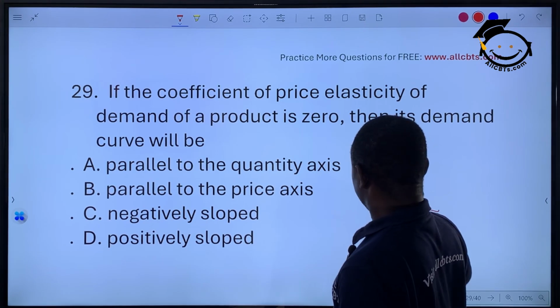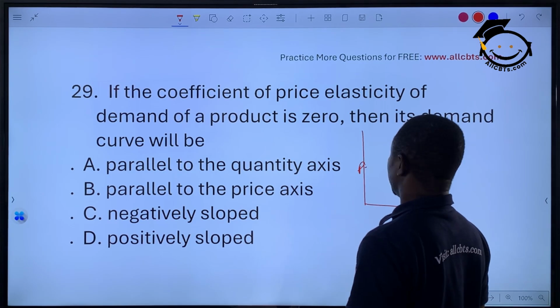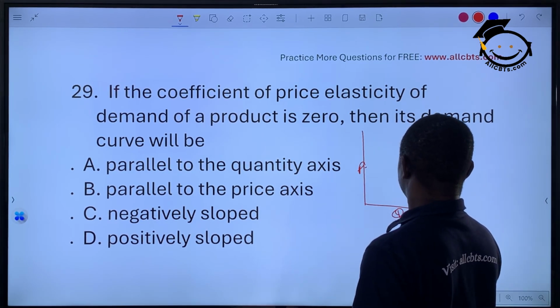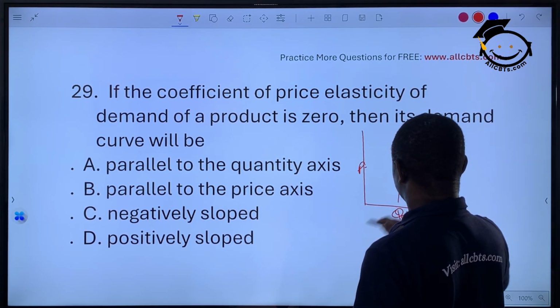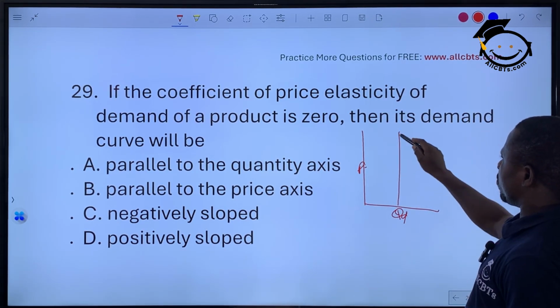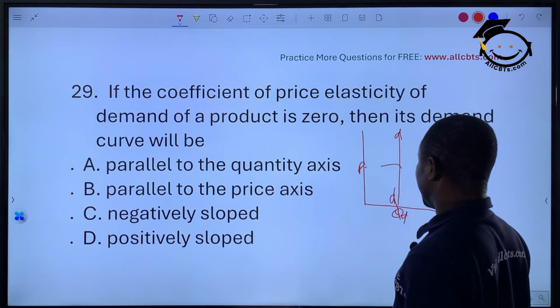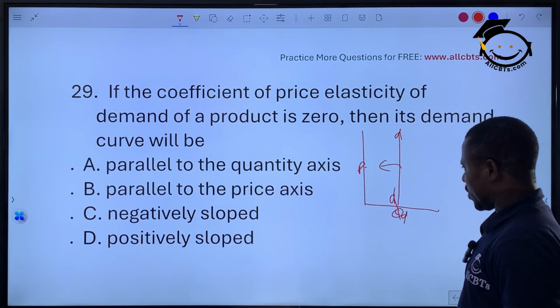Parallel to the, I think it should be this. This is price. This is quantity. Okay? Demand curve will be perpendicular like this. It will be parallel. This will be the demand curve. The demand curve will be parallel to the price axis.